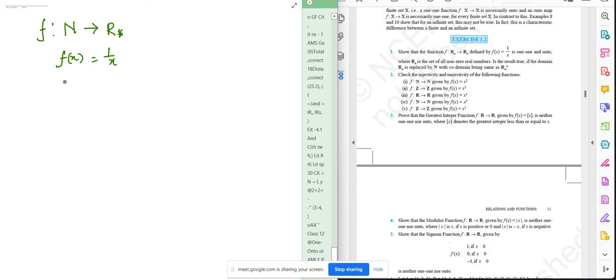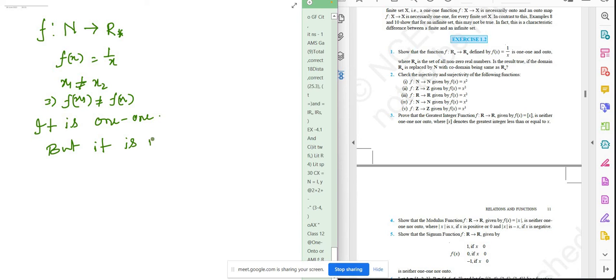So if you consider x1 not equal to x2, then always you will get fx1 not equal to fx2. So it is 1-1, but it is not onto. Why? That reason I have already given.